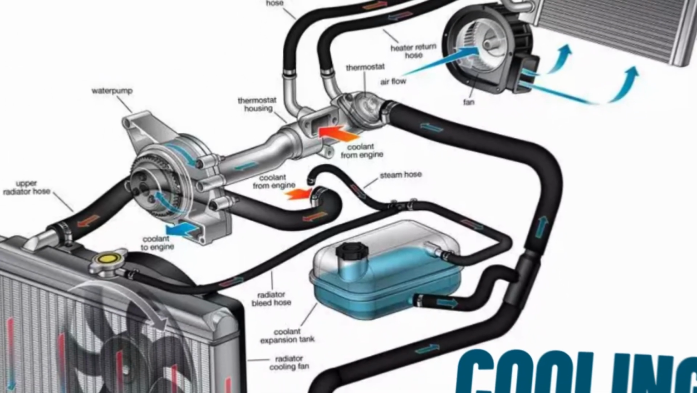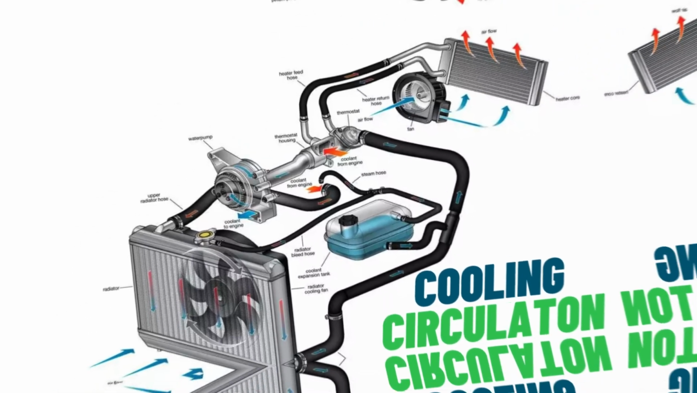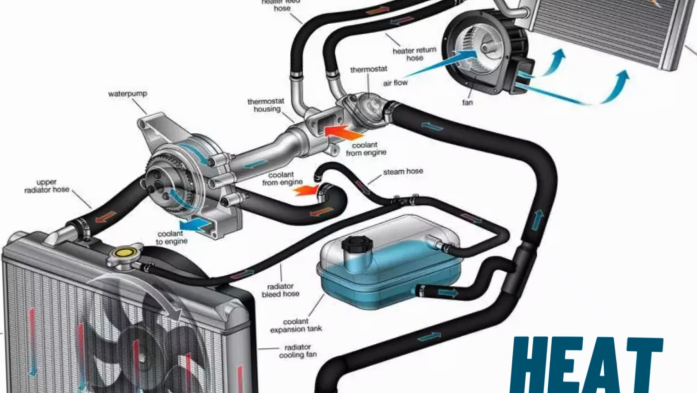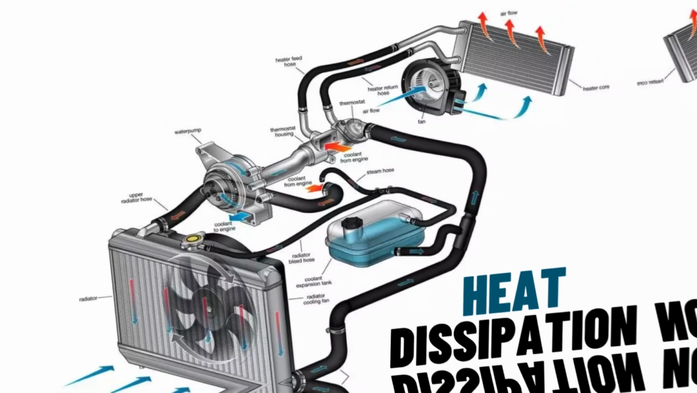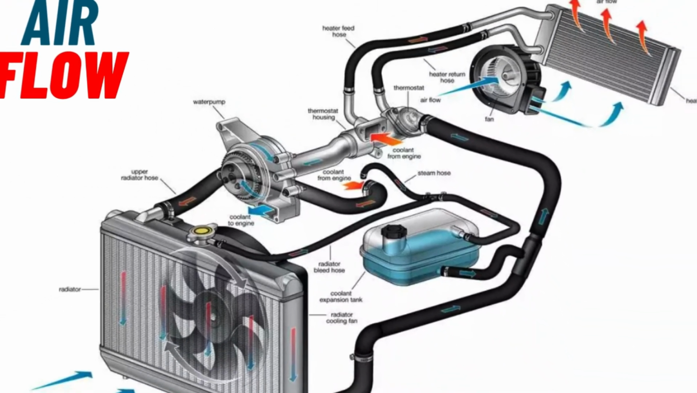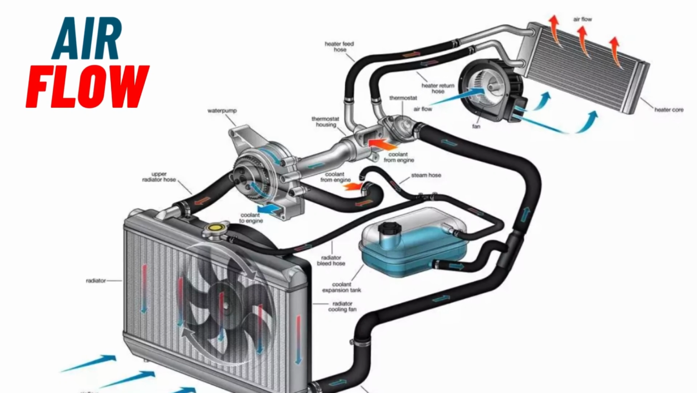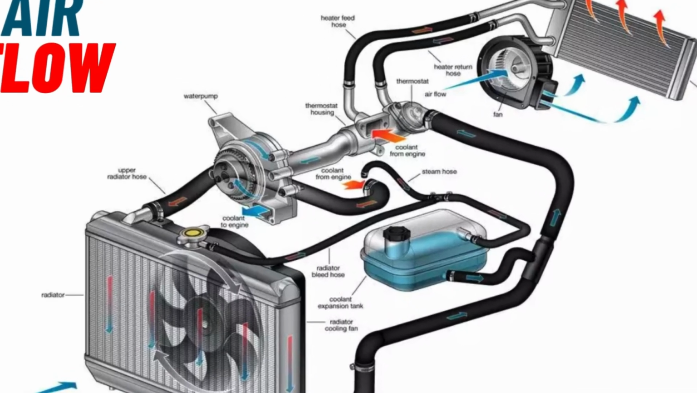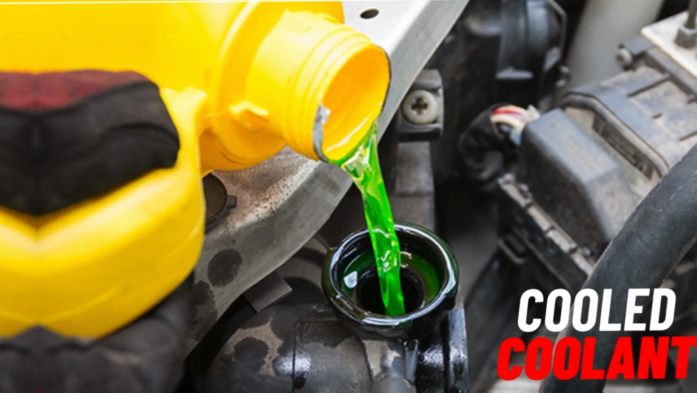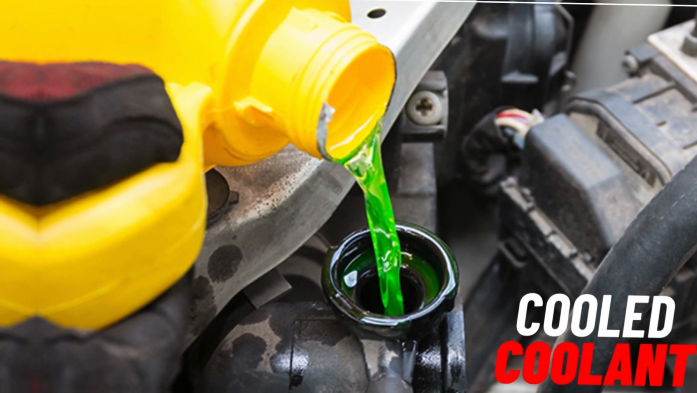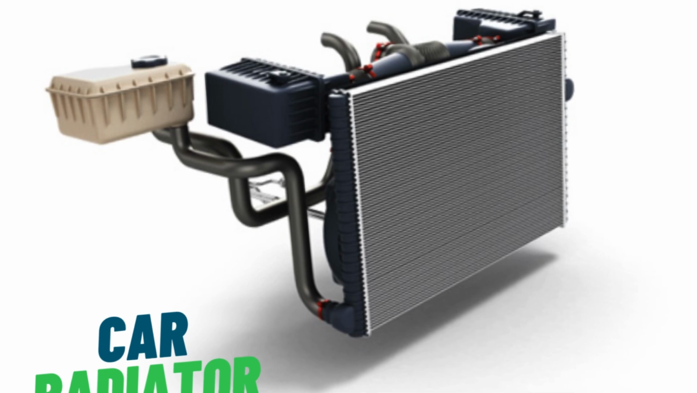Number 1. Coolant circulation. Coolant absorbs heat from the engine and circulates through the radiator. Number 2. Heat dissipation. As the coolant passes through the thin tubes in the radiator, the heat is transferred to the fins. Number 3. Airflow. Air flows over the fins, usually driven by a fan or the car's forward motion, which cools the fins and, in turn, the coolant. Number 4. Cooled coolant. The now cooled coolant is recirculated back to the engine to absorb more heat. By maintaining the engine at an optimal temperature, the radiator prevents overheating, ensuring the engine runs smoothly and efficiently.